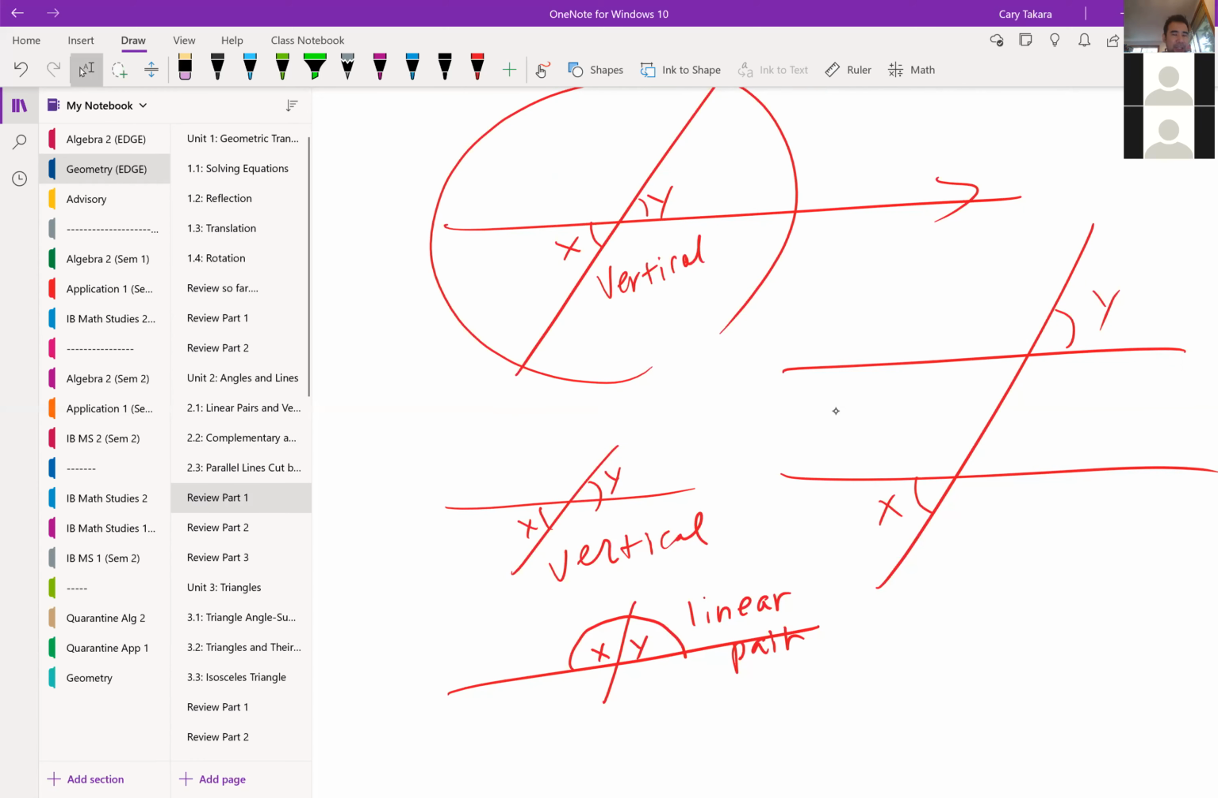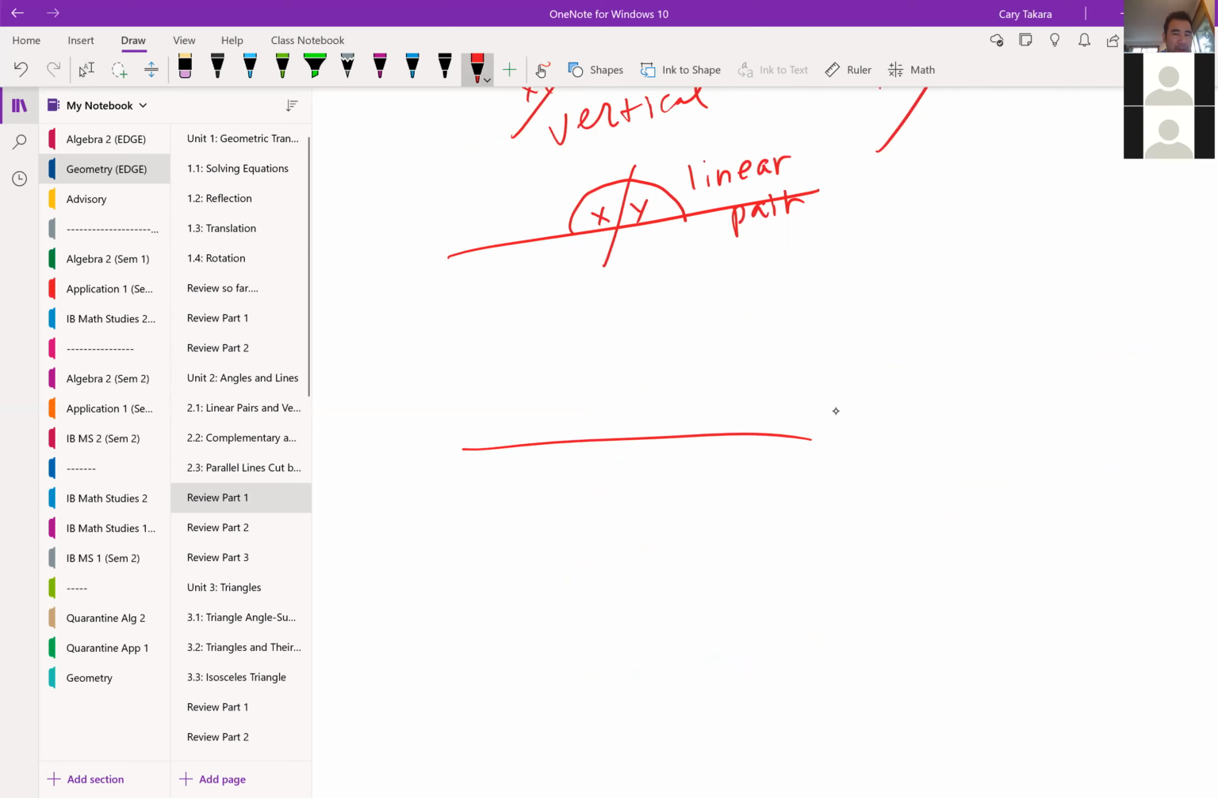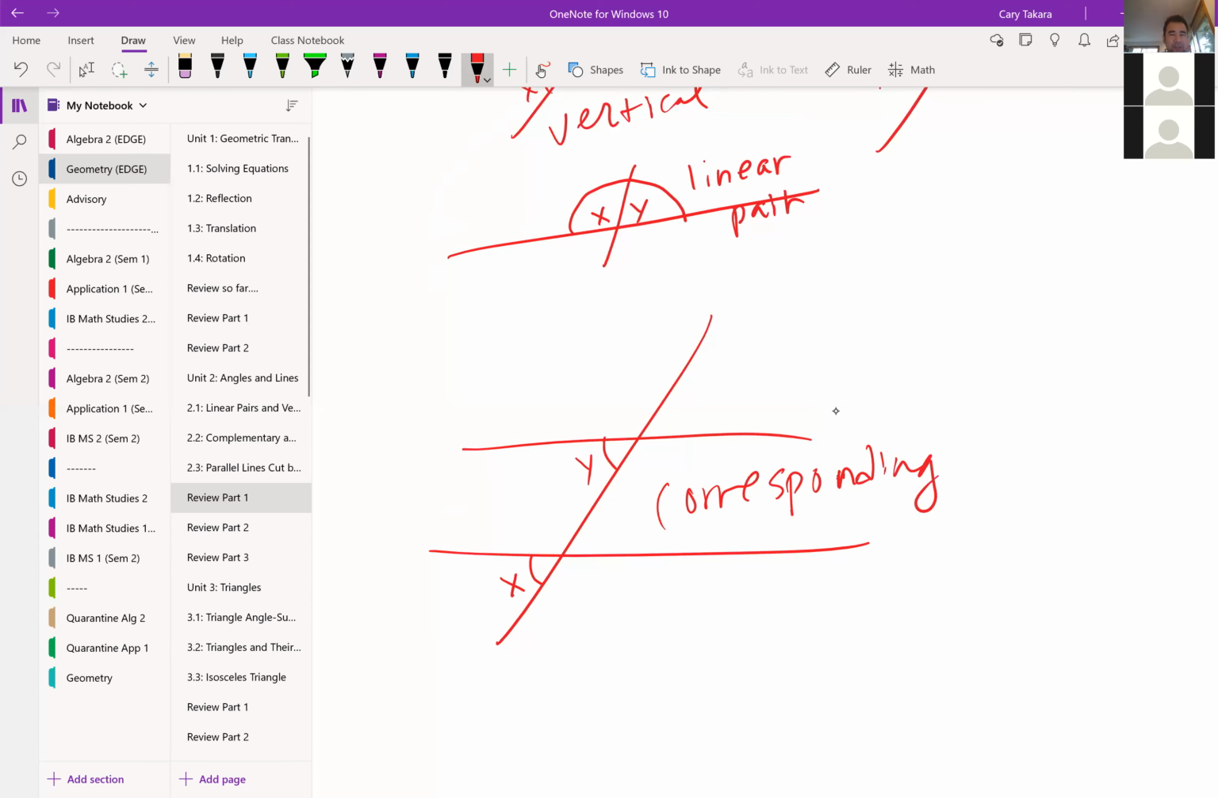But if you want to call, let's say, corresponding angles, this one, now what would you call that? That's corresponding angles. They are not right next to each other. It cannot be vertical. It cannot be linear pair. But this one is corresponding. Very good, Leo. Okay.